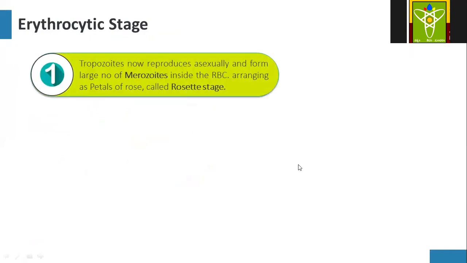Chalo, I'm not done with the erythrocytic cycle yet, students. It's a continuation of our earlier slide itself. Okay, erythrocytic stage. Trophozoites now reproduce asexually and form a large number of the next stage called merozoites inside the RBC. See, trophozoites were feeding on the hemoglobin. So when they are feeding, they say, it is a favorable condition, then I should grow in large numbers. So they go on dividing by the asexual method of reproduction, and they prepare a large number of young ones now called merozoites.